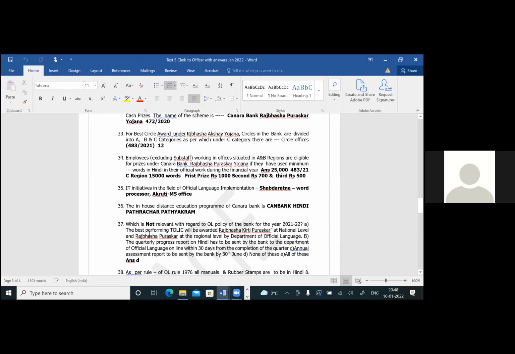Okay, question number 36, this is the answer. Question number 37. Which is not relevant with regard to the OL policy of the bank for the year 2021-22? The best performing will be awarded Rajbhasha Kirti Puraskar at national level and Rajbhasha Puraskar at regional level by the Department of Official Language. That is correct. Point B: the quarterly progress report on Hindi has to be sent by the bank to the Department of Official Language online within 30 days from the completion of the quarter. That is also correct. The annual assessment report is to be sent by the bank by 30th June.